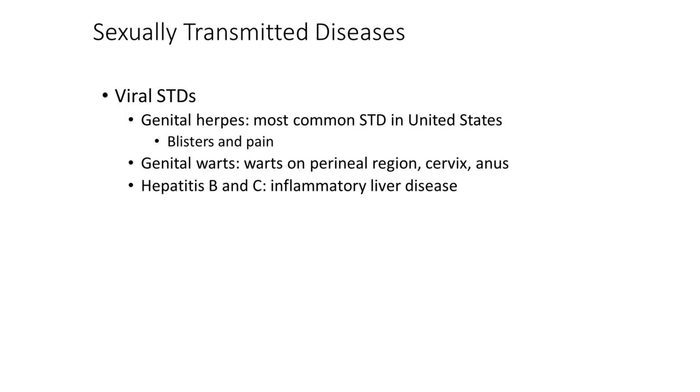There are also viral STDs, okay? So opposite of bacterial, viruses here. And some of those would be genital herpes. And this is the most common STD in the United States, and they can cause blisters and pain. There are also genital warts, which we can see on the perineal region or the cervix or the anus. And there is also hepatitis B and C, which can actually turn into inflammatory liver disease and cause, again, lifelong effects. So it is very important to be aware of sexually transmitted diseases and obviously how you can prevent them.